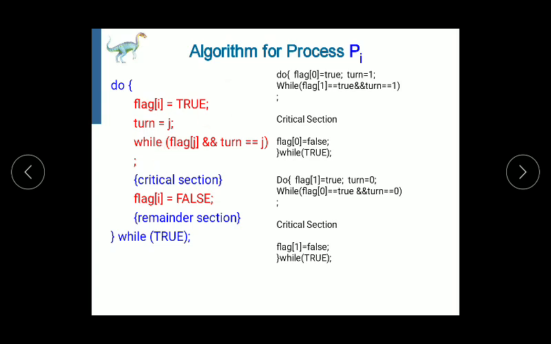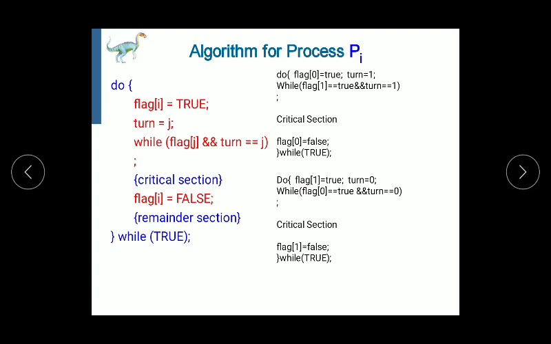Now we have to prove properties 2 and 3. We note that a process Pi can be prevented from entering the critical section only if it is stuck in the while loop with the condition flag of j is equal to true and turn is equal to j. This loop is the only one possible. If Pj is not ready to enter the critical section, then flag of j is equal to false and Pi can enter its critical section.